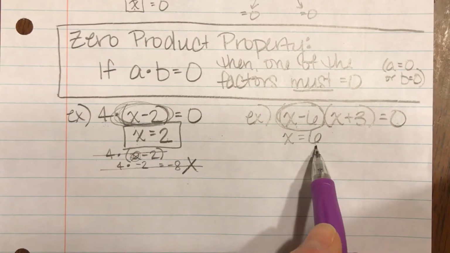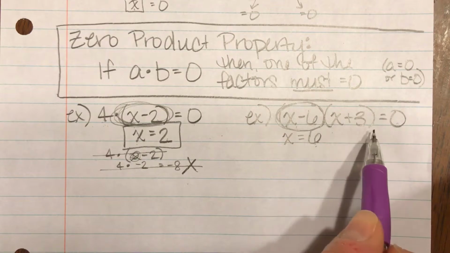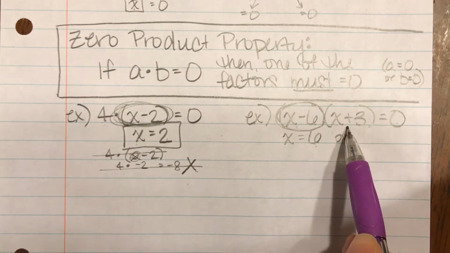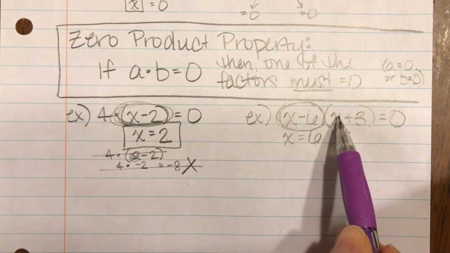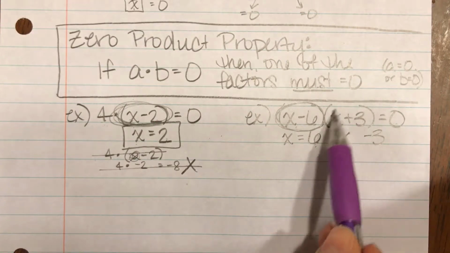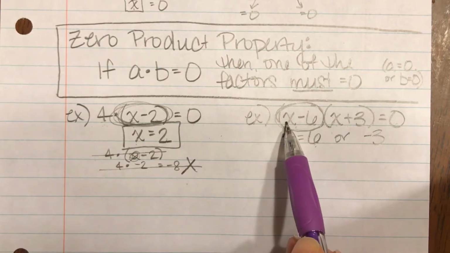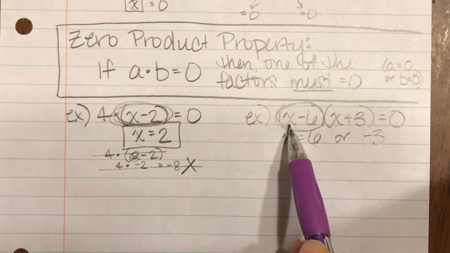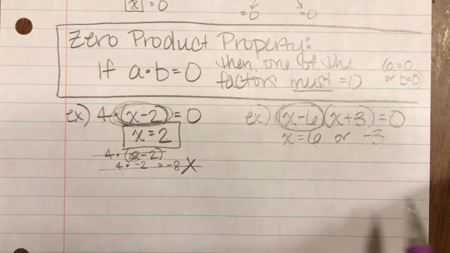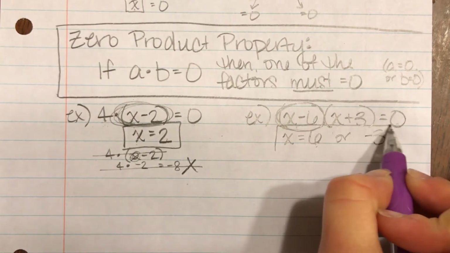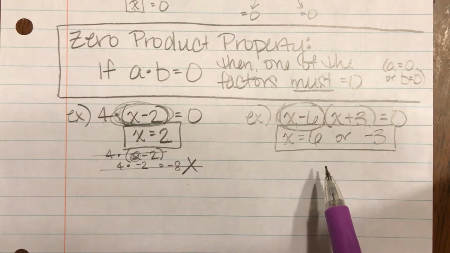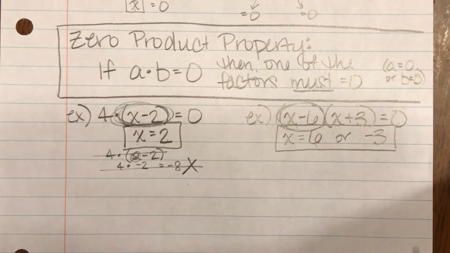But that's not the only option that will make this thing equal 0. I could also say, well, what if the back part gave me the 0? So what if x was negative 3? Well, negative 3 plus 3 would be 0. And then honestly, it doesn't even matter what happens in this first factor because negative 3 minus 6 is negative 9, but it's going to get multiplied by 0 anyway. So we kind of are seeing a little bit of a connection where these are having two answers, just like quadratics had two answers, okay?